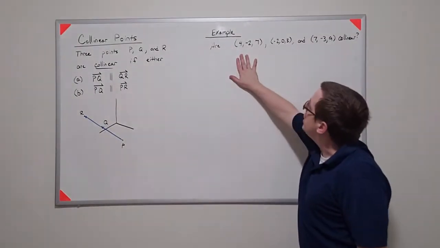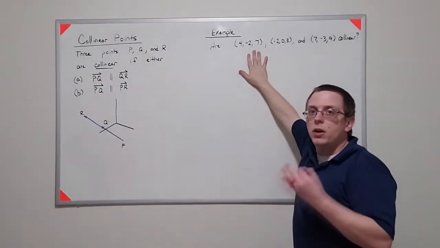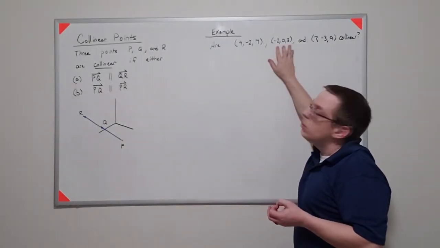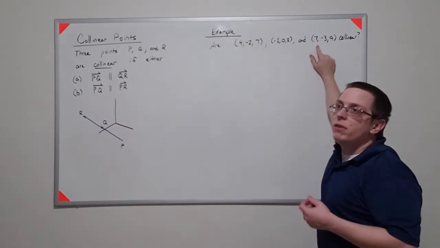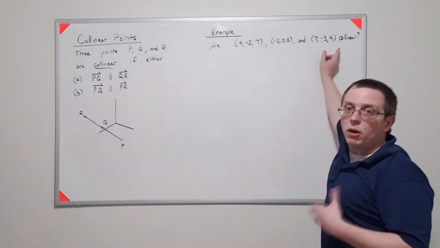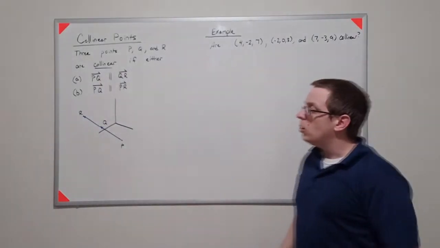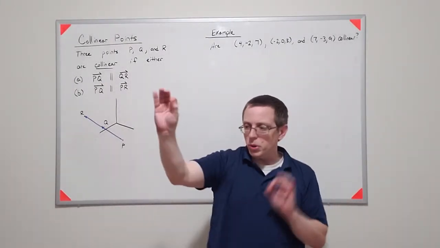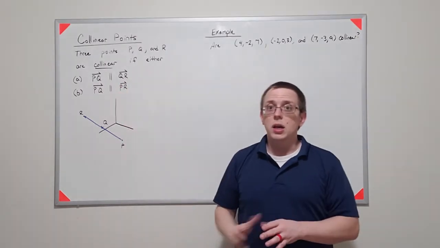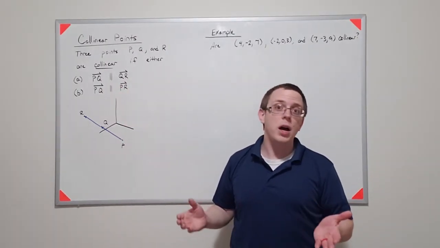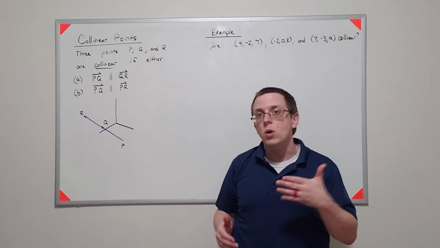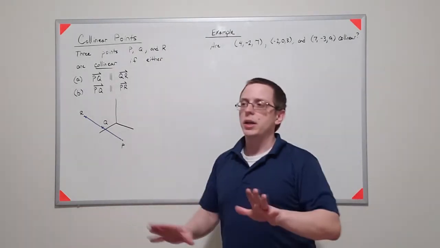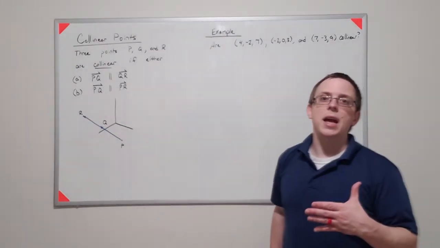So an example would be, are the point 4, negative 2, 7, the point negative 2, 0, 3, and the point 7, negative 3, 9 collinear? Well, we could graph it. We could check everything out and put dots and draw lines. And you better do it right, because maybe you do it slightly wrong and it looks collinear, or slightly wrong and it doesn't and it should. But the easiest way, again, is to look at this analytically.